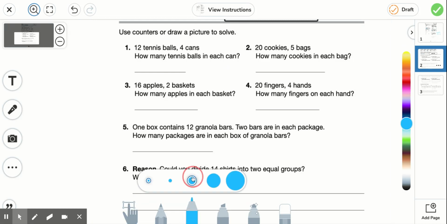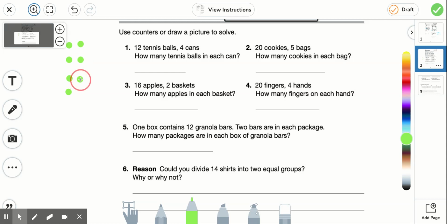Well, I'm going to use my little marker here, and I'm going to draw some 12 tennis balls. And I need 4 cans. So here's 1 for 1 can. Here's another can, and another can. So that's 4, 5, 6, 7, 8, 9, 10, 11, 12. Okay, so I've met my total of 12. They are sorted into 4 different rows.